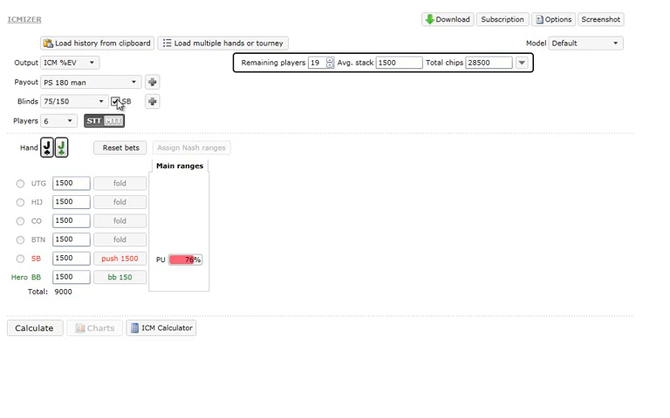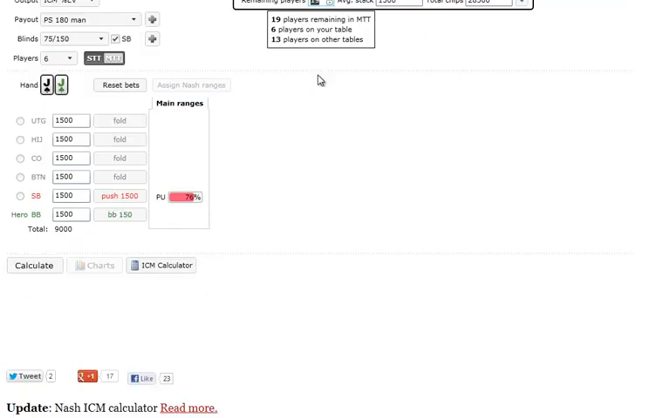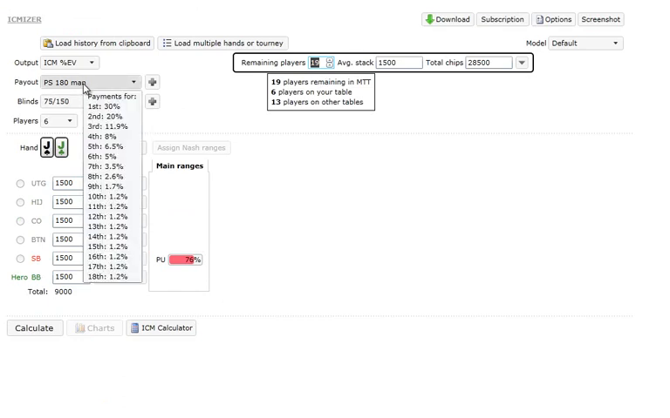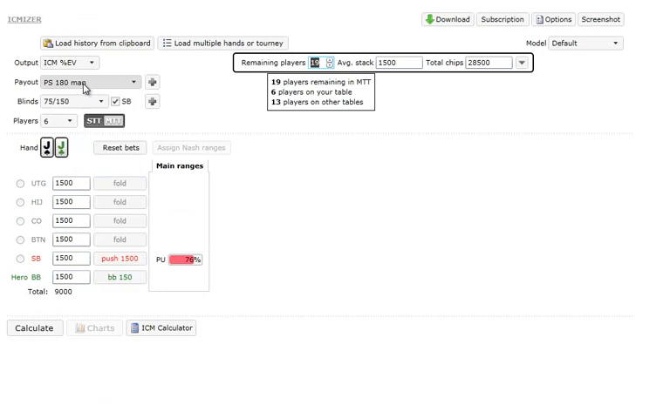Hey, I'm just curious, when you min-cash in this 180-man, how many times your buy-in do they give you? Do they give you 2 times your buy-in, 3 times? Do you know? Well, let's calculate. It's 1.2% of the total prize pool, and that is basically a little bit more than 2 buy-ins. Okay, that's like a typical tournament.